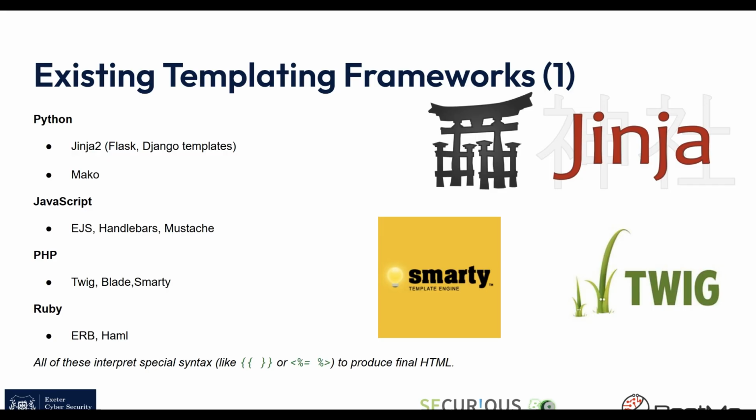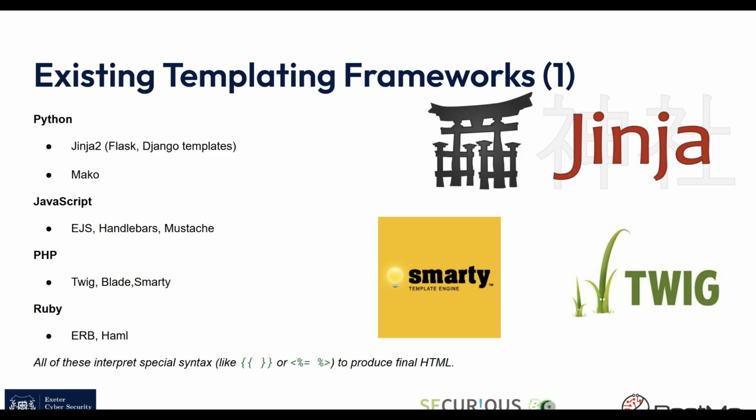So, templating frameworks most of the time work with a specific programming language. The most common one, the one you're going to see all the time in CTFs, is Jinja, because it works on Flask and Django. Mako as well, quite useful. JavaScript: EJS, Handlebars, Mustache. I don't know if you've already heard of them.